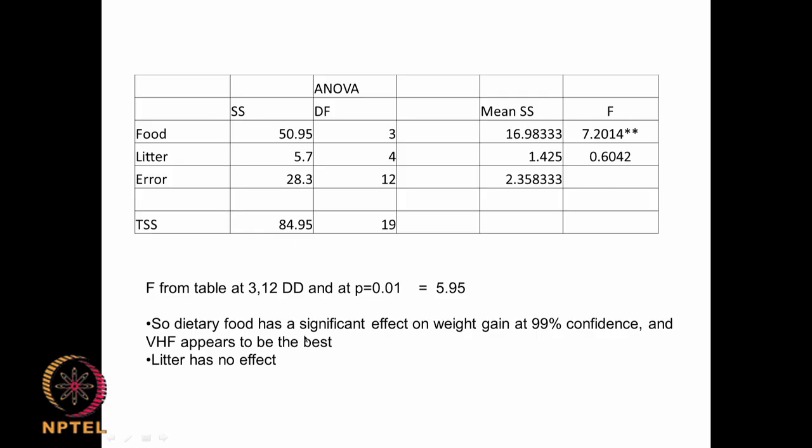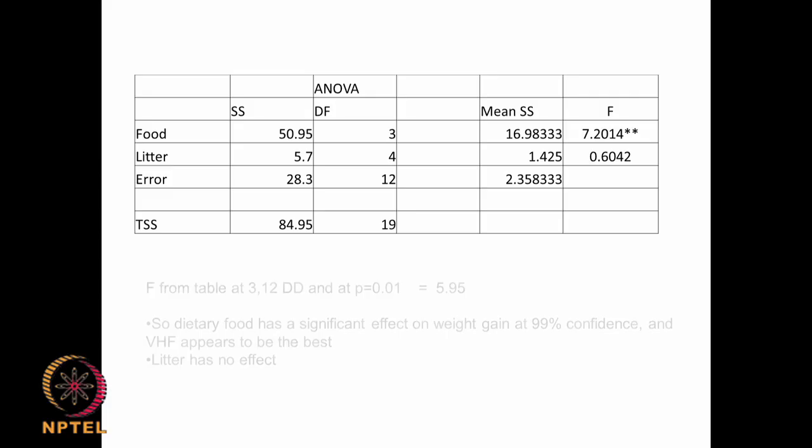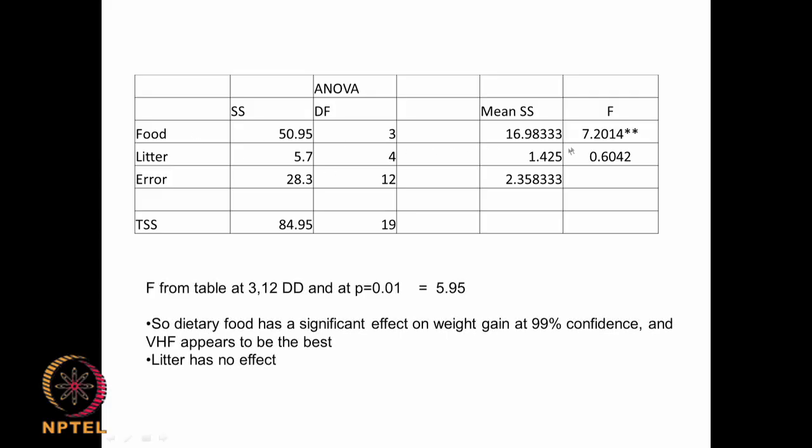And out of these foods, which one is the best? Obviously VHF is the best, because the average is 21.8 here, right. So VHF is the best food for weight gain for the mouse, and food has an effect here, whereas litter does not have an effect. We will call this a two-way ANOVA, because we have two different situations.